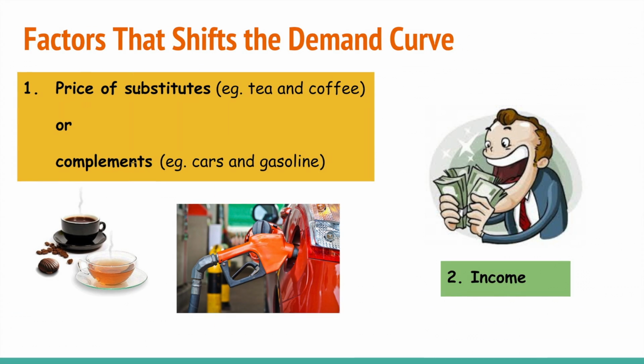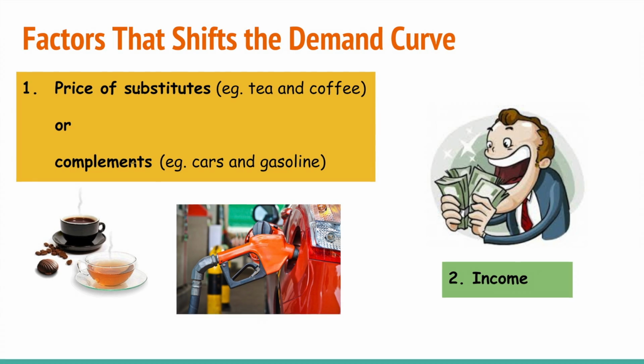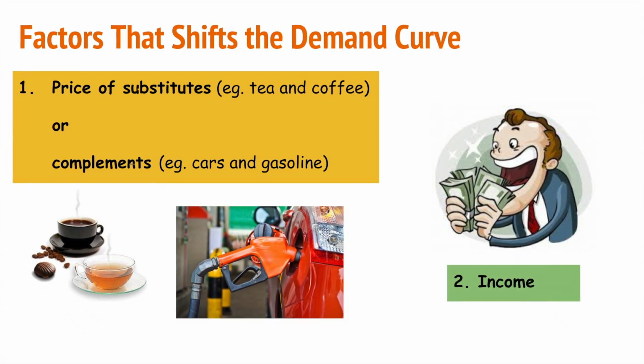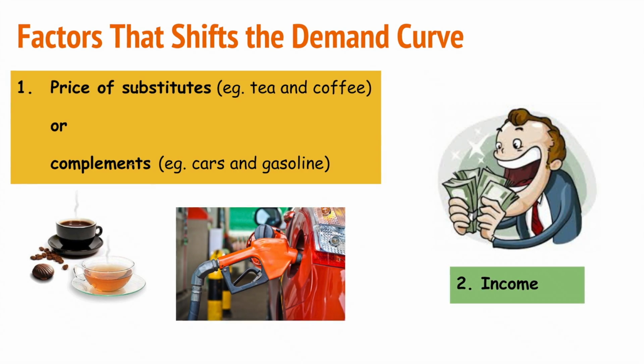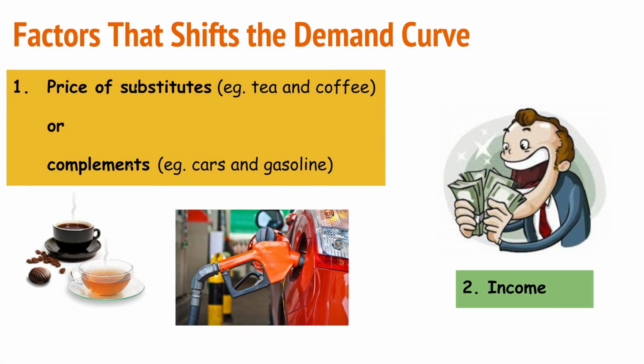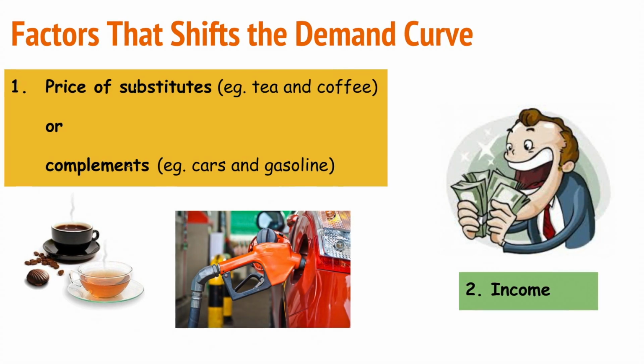What are the factors that can shift the demand curve? The first one is the price of substitutes or complements. For example, tea and coffee are substitutes. When the price of tea increases, the demand for coffee will increase, since more people tend to consume coffee.